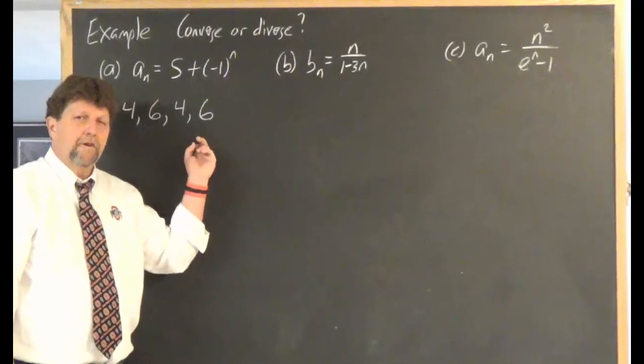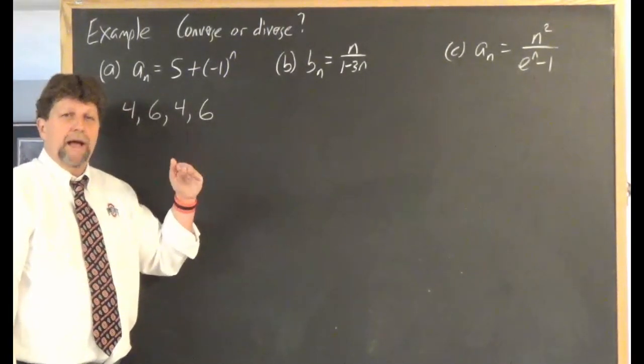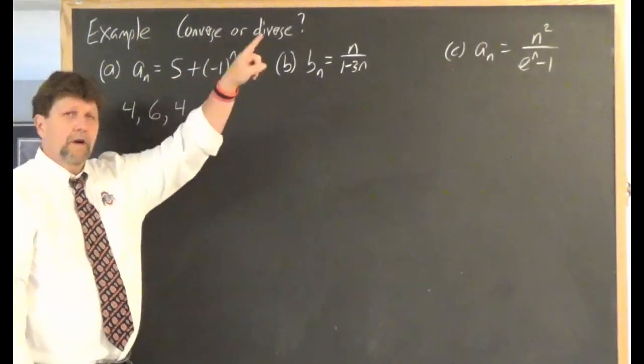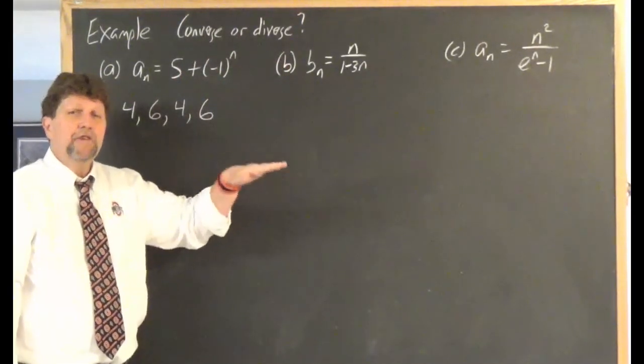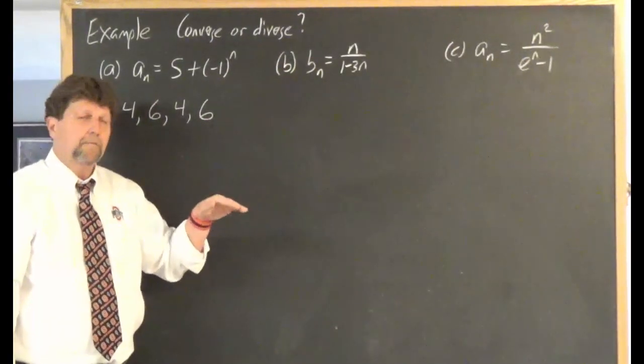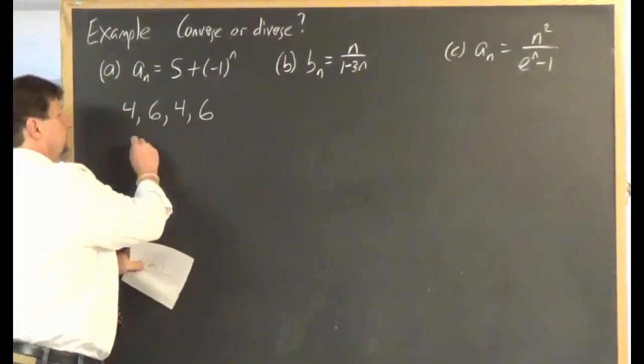This doesn't converge. This oscillates. It's bouncing back and forth between 4, 6, 4, 6. It's not approaching a single limiting value. It's not approaching a single number. This oscillates between two values.